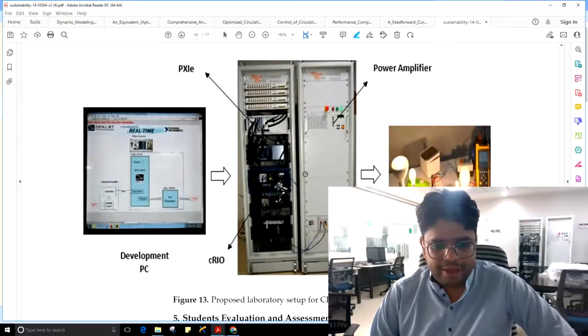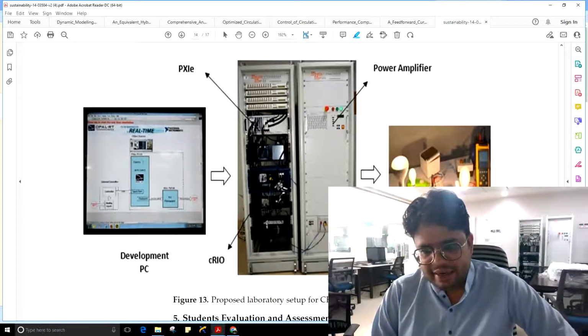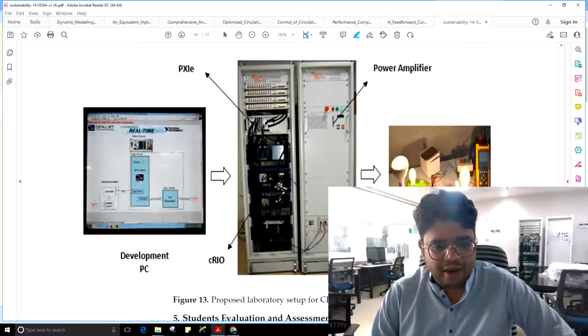And then they can test the DC loads. Like in this case, DC loads are tested in our hardware in the loop laboratory. This is a power amplifier.